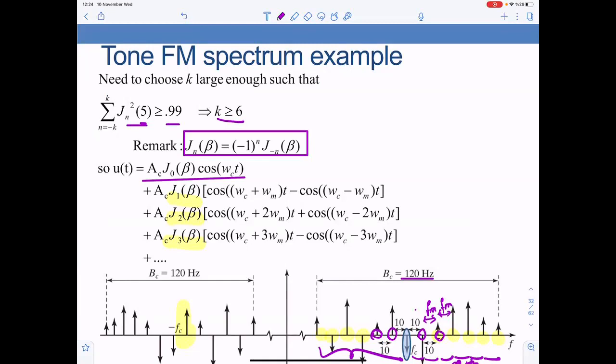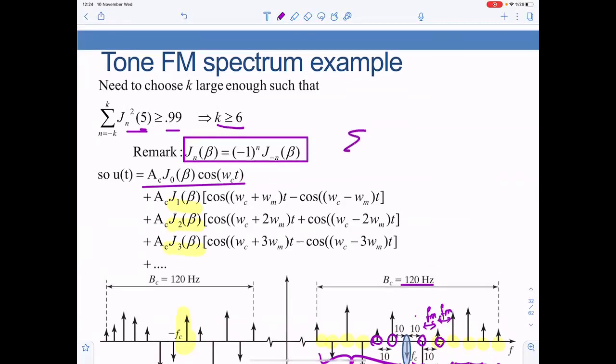Exactly. Why are we squaring Jn when we're doing the power? Because next to Jn we have a constant and we have a cosine, right? And when you square it and integrate it, the integral of the cosine is going to be 1/2. You get the idea. So basically, when you do the power computation, you will have AC squared over 2 times the sum of Jn of beta squared, from minus k to k, right?